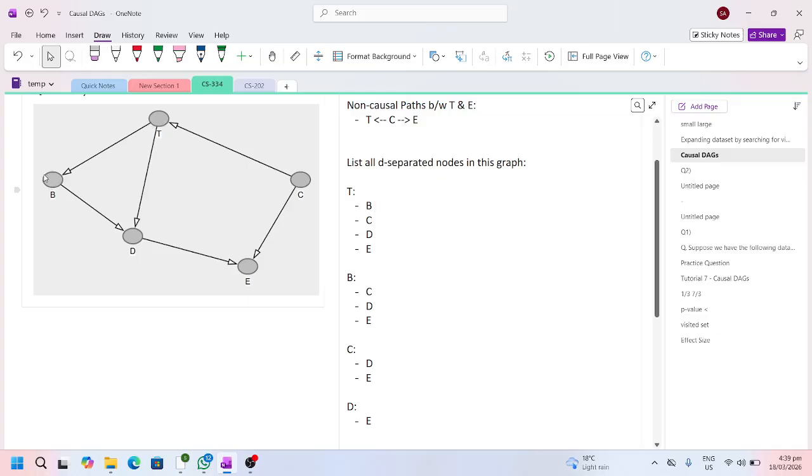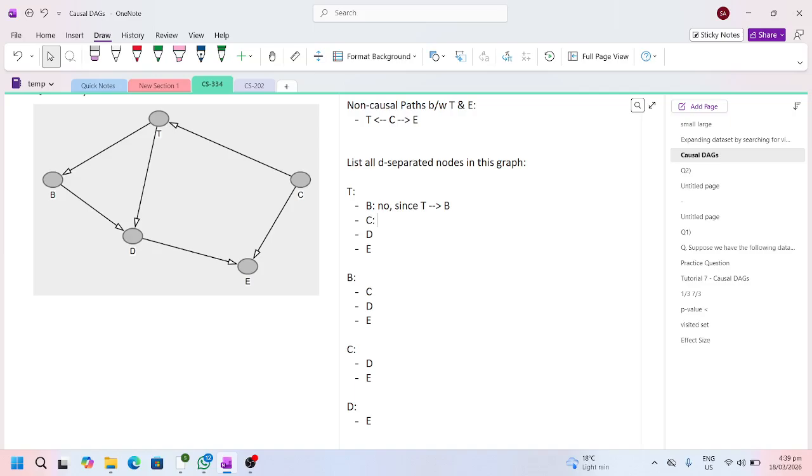The thing is that from T there is directly an arrow going to B, which means that they will not be d-separated, since there is a direct path from T to B. I hope that that is clear. Are there any questions? No. Okay, let's check for T and C.